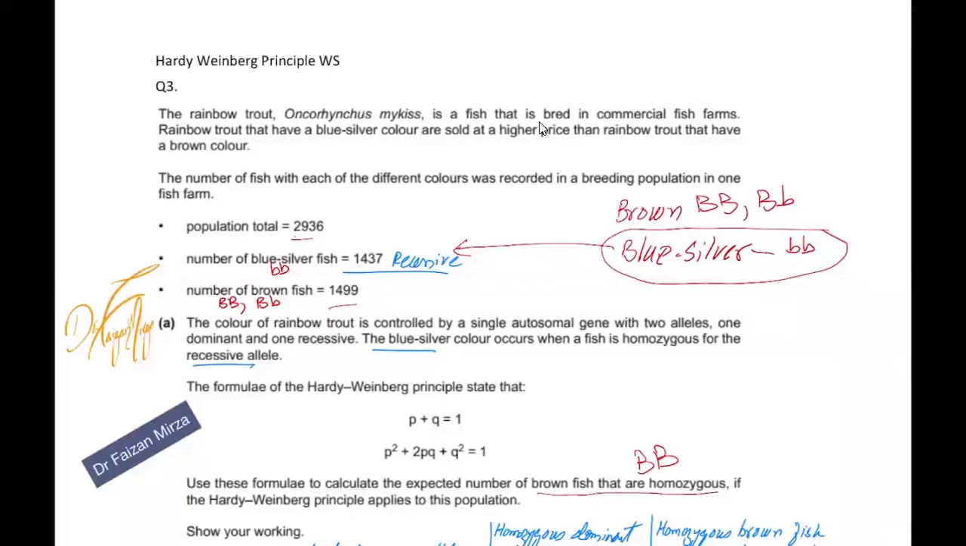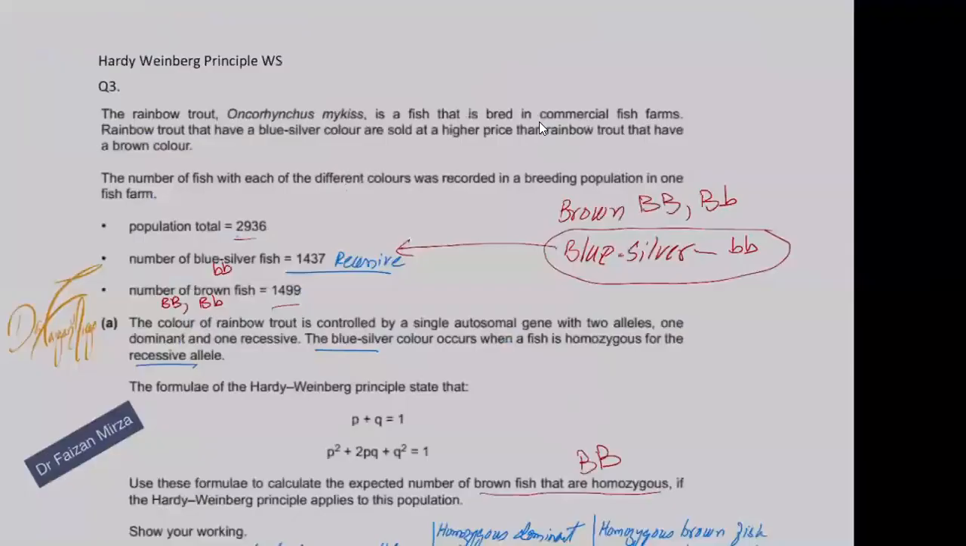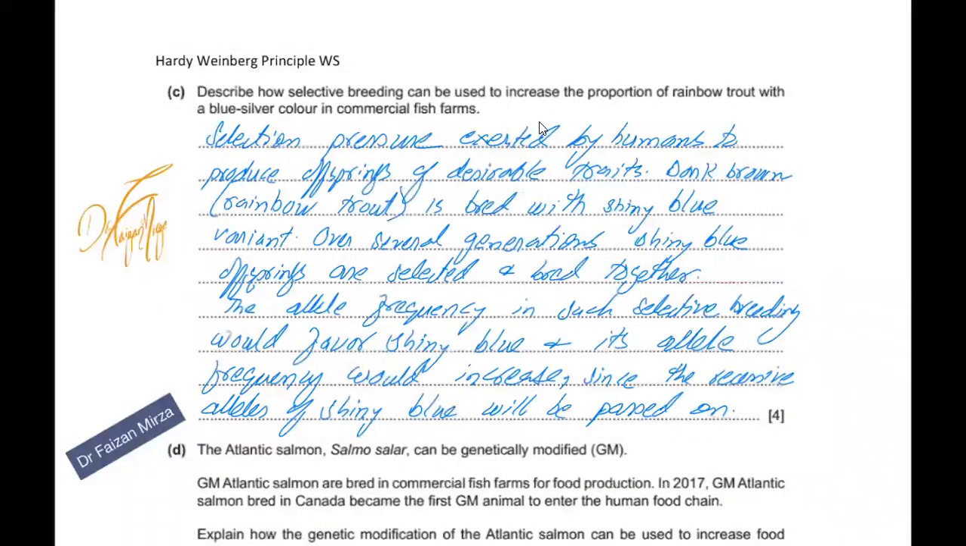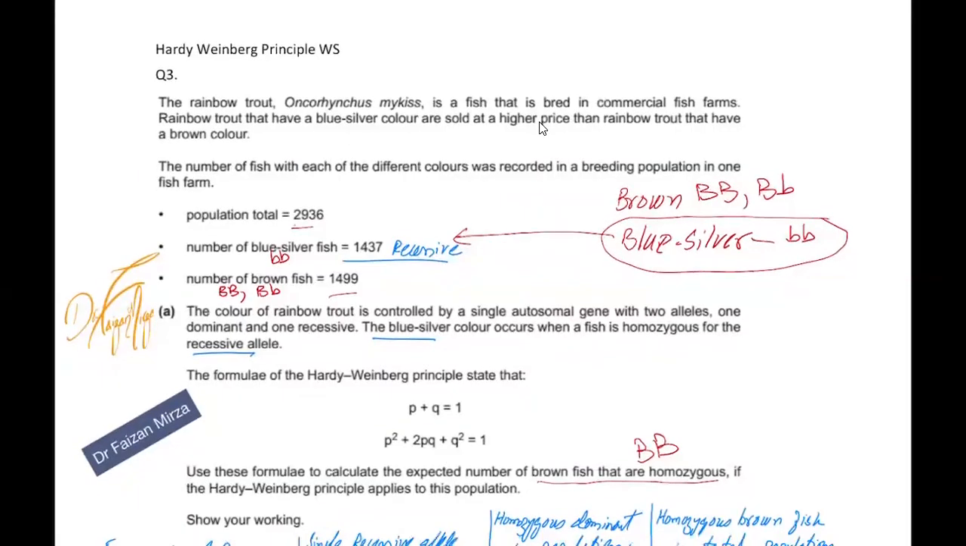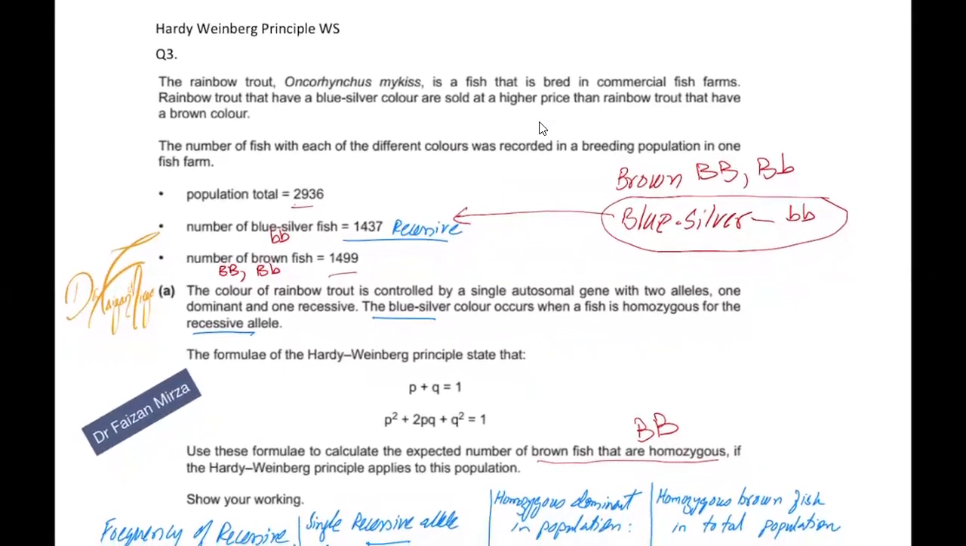Let's take another example here. This question goes with selection, evolution, and genetic technology as well. So the rainbow trout, the name is given in binomial nomenclature. This is the genus, this is the species. It is a fish that is bred in commercial farms. Rainbow trout that have blue silver color are sold at a higher price than rainbow trout that have brown color. So there are two types of rainbow trout: the blue silver and the brown color. There are two phenotypes here, and this again is an example of polymorphism. You can just recall what polymorphism is.